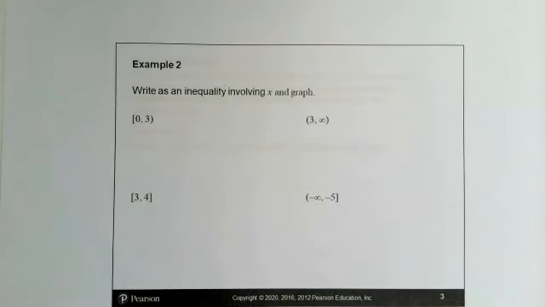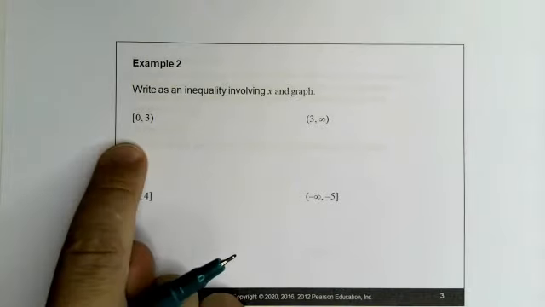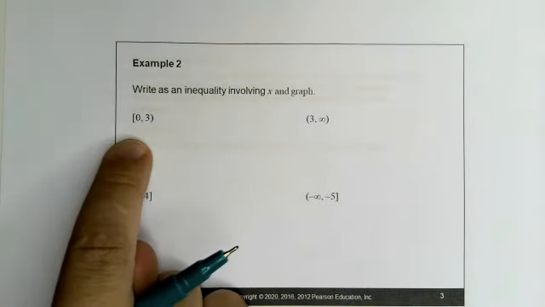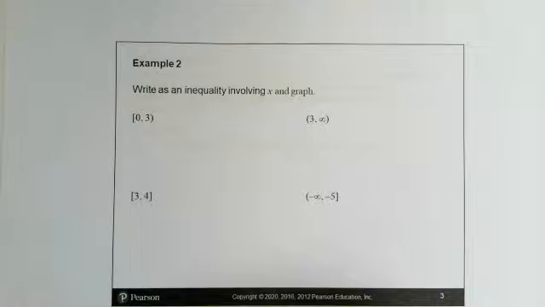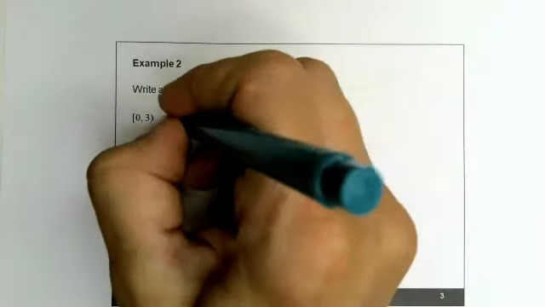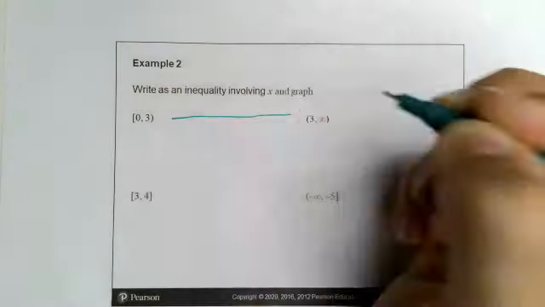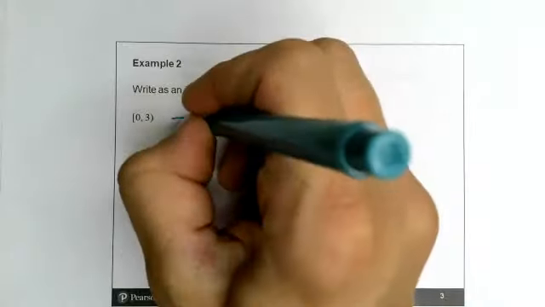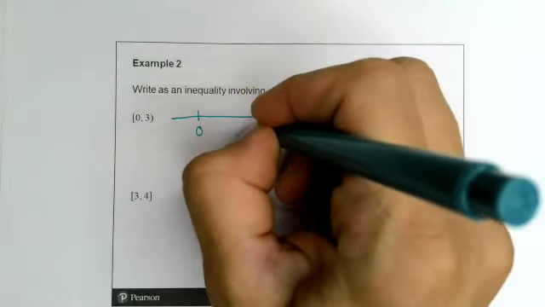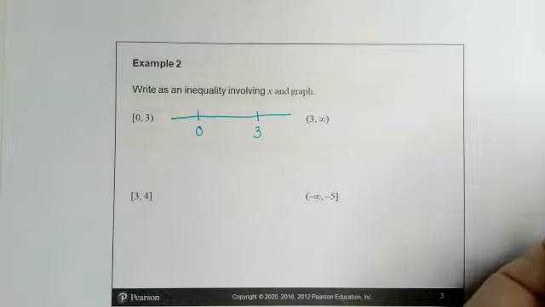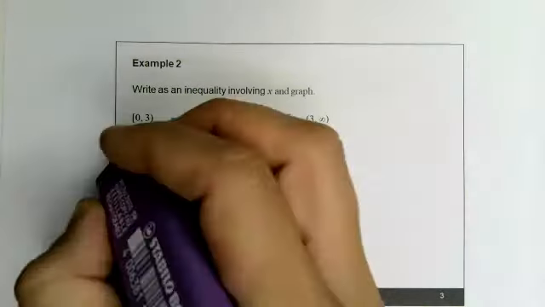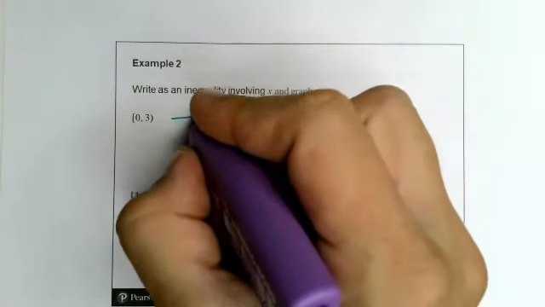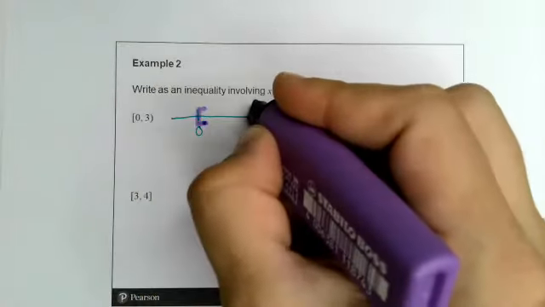Write as an inequality involving x, and then write as a graph. So same thing, they give us the interval notation, we make it into a graph, okay? So this graph will have what 2 numbers on it? The number 0 and the number 3, right? If I see a bracket, I'm going to graph it with a bracket. And then here I see a parenthesis.